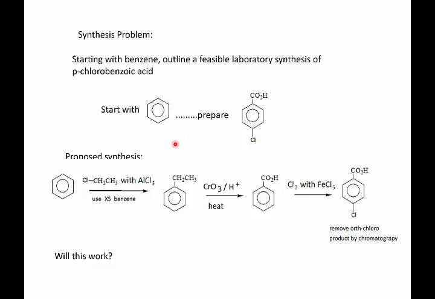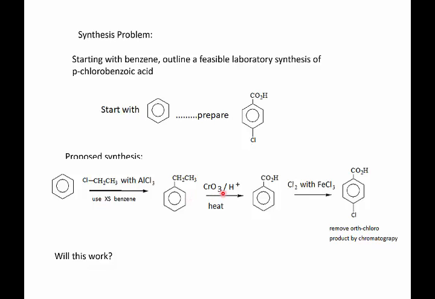Let's jump right to a possible solution. We'll propose this synthesis. We start with benzene. We do a Friedel-Crafts alkylation with ethyl chloride, aluminum chloride catalyst. You do have to use a large excess of the benzene. That'll make ethylbenzene.